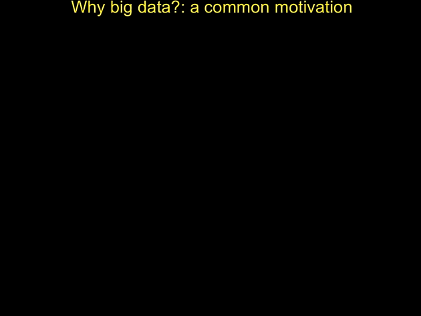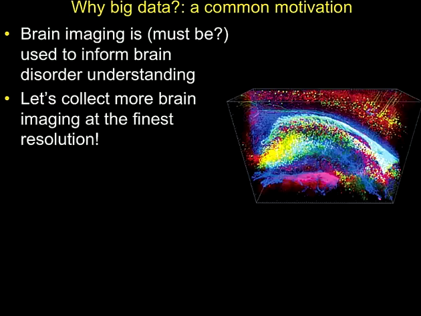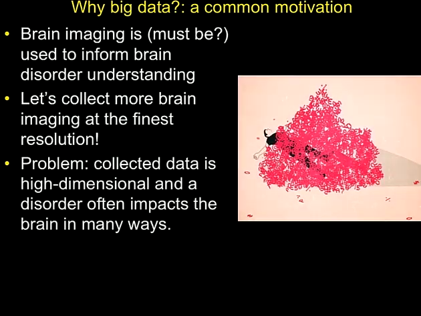We've all heard about big data. Big data in the context of brain imaging means we want to use brain data to inform us about brain disorders, for example. So big data means we'll collect more data: high temporal resolution, high spatial resolution, lots of subjects, et cetera. But then we end up being buried by data.